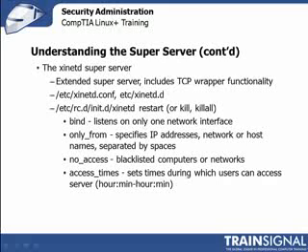The options for xinetd include bind, which says to listen on only one network interface. Then you have only_from, which is used to specify IP addresses, network, or host names separated by spaces. Then you have no_access, which contains a blacklisted computer list or networks. And then we have access_times, which sets times during which users can access the server in the format hours:minutes-hours:minutes. Let's go back to the terminal and see if we have xinetd on Fedora.